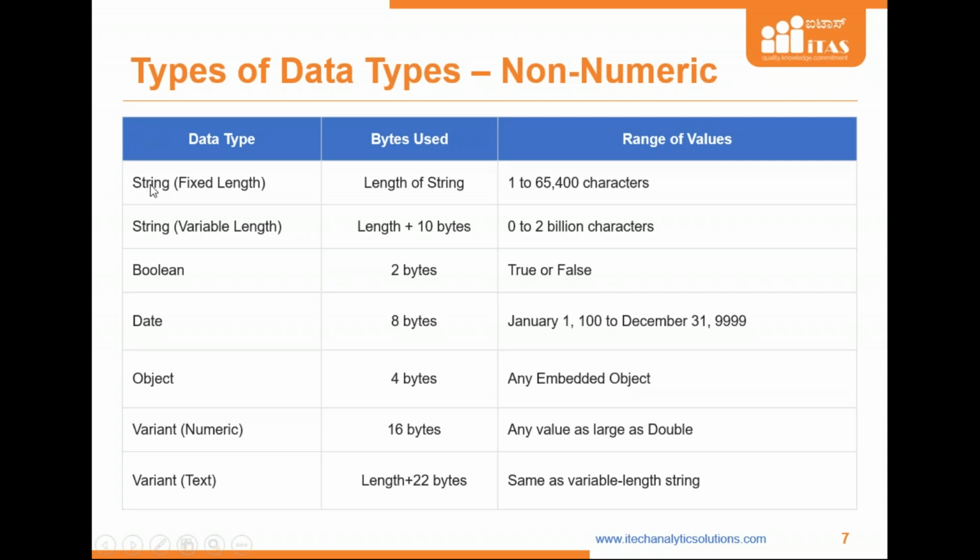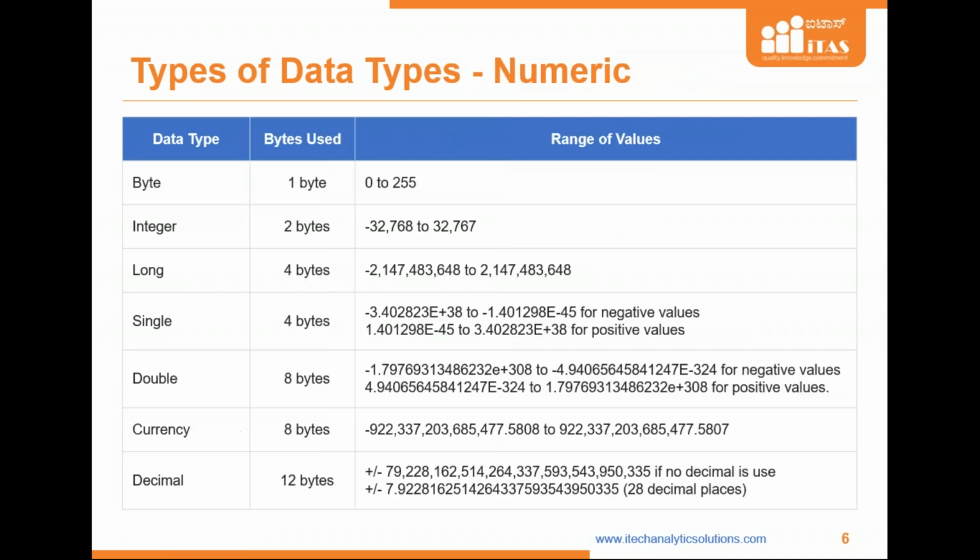But coming to string, I was talking about string. String is nothing but the characters, that is the text. This can be alphanumeric, that is a combination of text as well as numbers. These are actually the classification of data types. I'll show you how to work on these things later once we start the practical class.